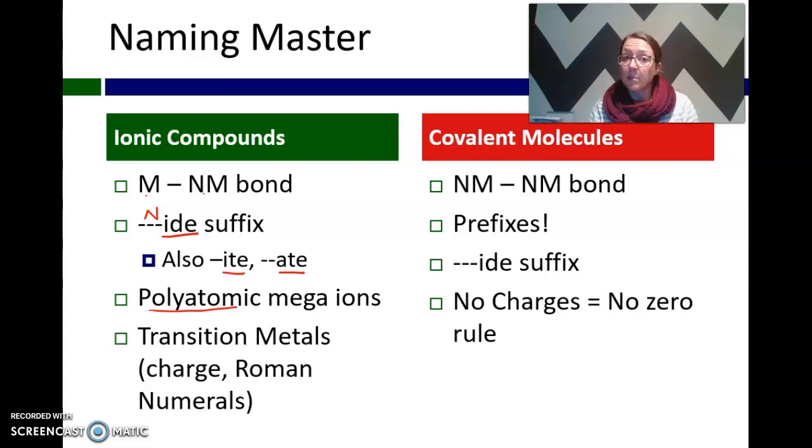Covalent molecules are a lot simpler. You don't have to worry about charges equaling 0. All you have to worry about is utilizing those prefixes appropriately, getting that suffix on the very last nonmetal listed in that molecule, and just make sure you're dealing with 2 nonmetals, because the rules are different if you have a metal mixed in.